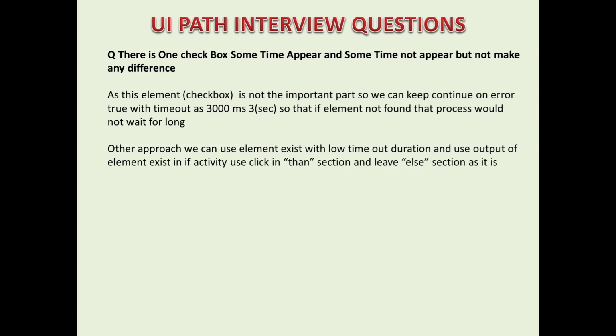The second thing is that you can check for the element using the element exist activity, and that activity will return true or false depending on whether the element is available. In the if condition you have then and else. On the right hand side you have the then section, on the left hand side you have the else section. In the then section you just keep a click activity and click on the element. In the else side you can leave it as it is, so you don't have to perform any action if the element is not found. So these are the two different approaches which you can take.